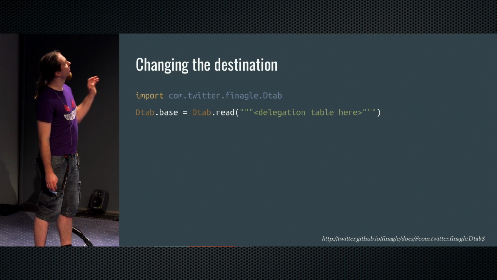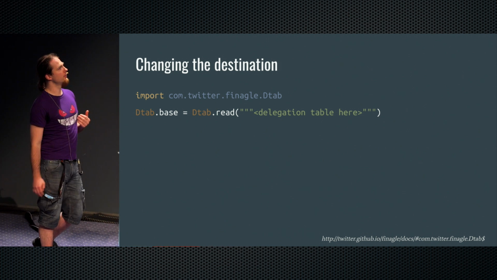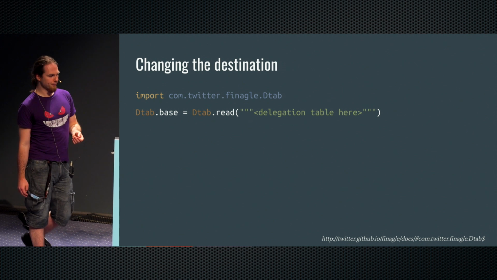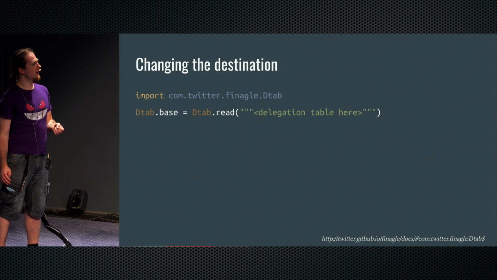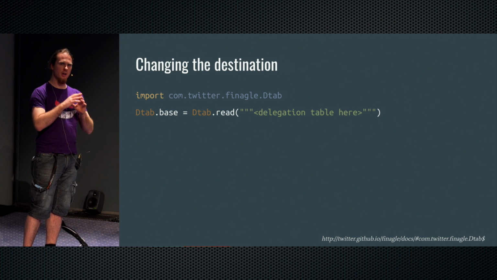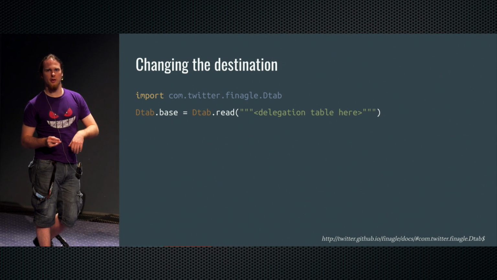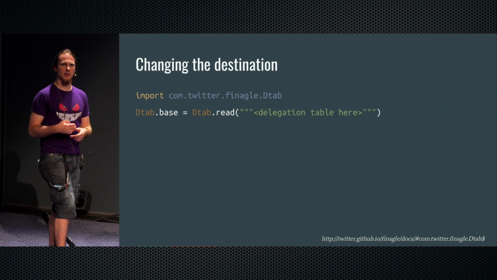This delegation table base is used for all the requests. And then there is a local delegation table that you can set. You specify a delegation table, and then you specify a code block where this delegation table is applied. So this is for single request overrides.